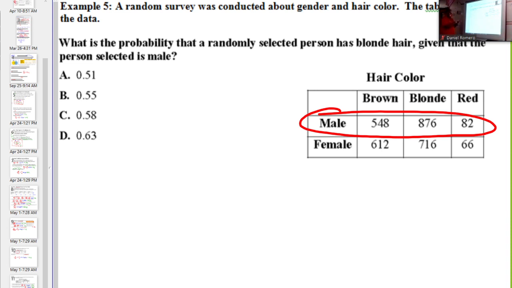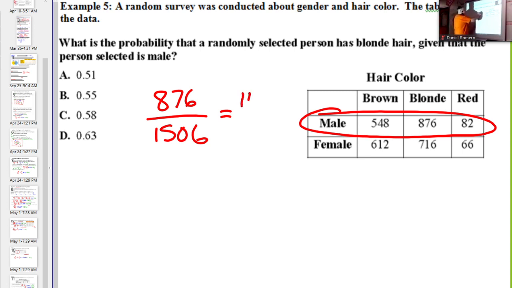48 plus 876 plus 1506. That's how many males. We've accepted that we have a male, and how many of those are blonde? Those are both even, so Angel gets to use the fraction button. I'm getting 146 out of 251, but I did not need to do that because this is multiple choice and it looks like it's in decimal form. So I could have just put 876 divided by 1506 and got 0.831. It's C.